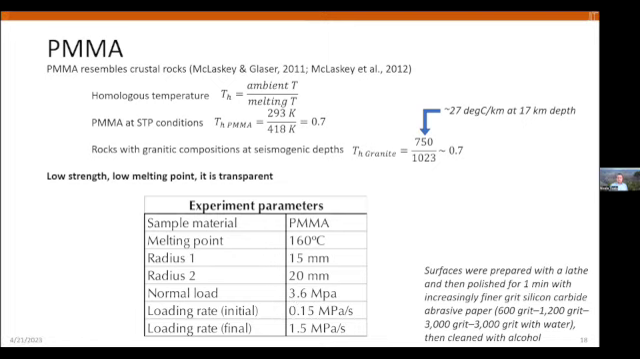And I will show you experiments where the loading rate, the speed of the motor which loads the clock spring, varies between 0.15 and 1.5 megapascal per second. This is how much the shear stress increases on the fault in time.